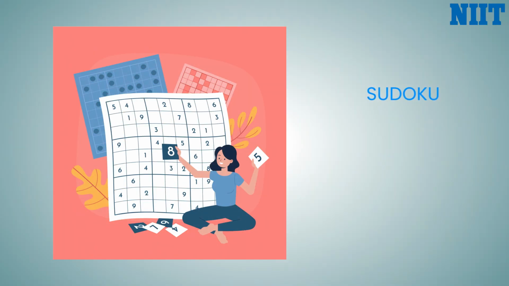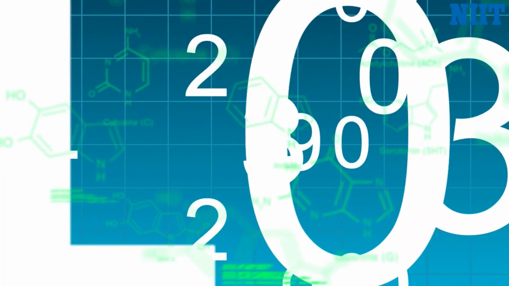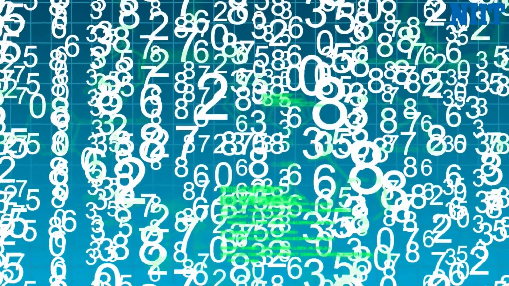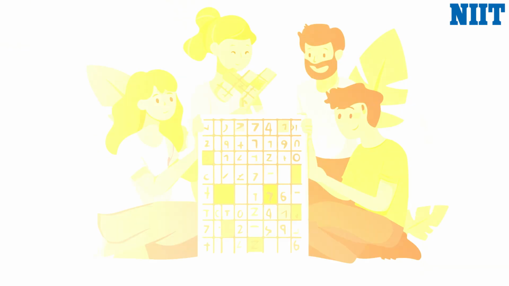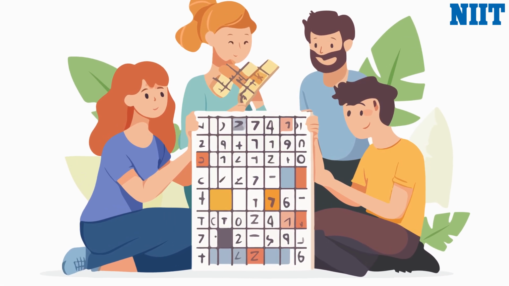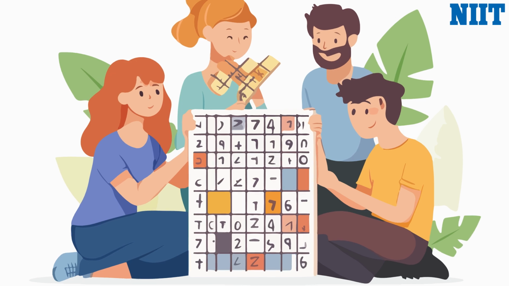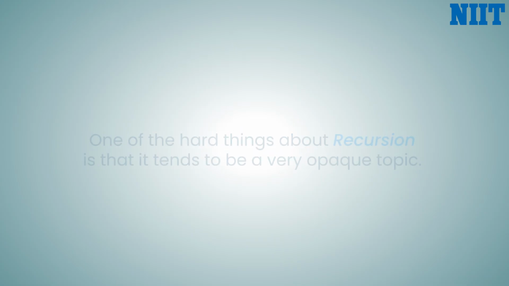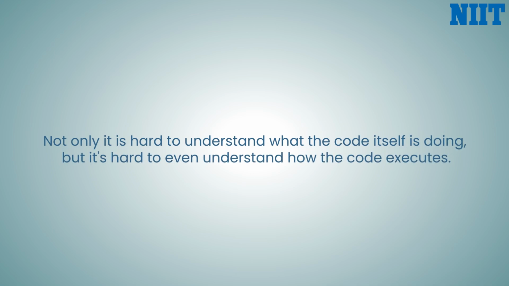Another real-world example of recursion would be Sudoku, a very simple yet not so simple game. If you want to solve that game, the simplest approach would be to just find all the possible combinations of numbers and then try to validate which combination is the correct and the optimized one. Finding all the combinations is relatively trivial as well if we have a good understanding of recursion. Also note, one of the hard things about recursion is that it tends to be a very opaque topic. Not only is it hard to understand what the code itself is doing, but it's hard to even understand how the code executes.